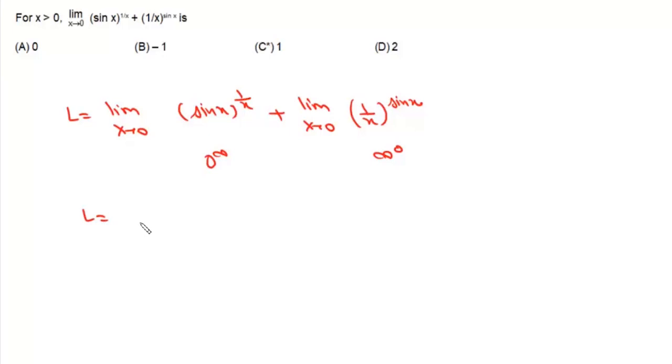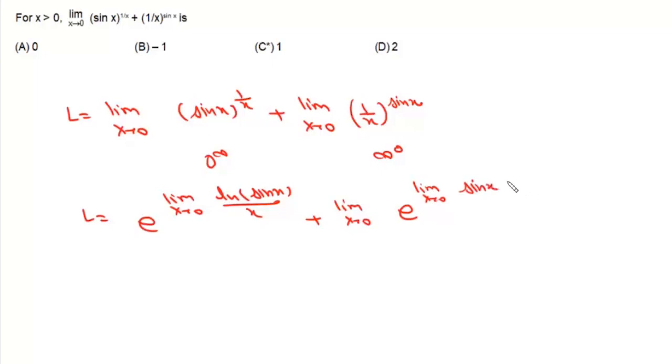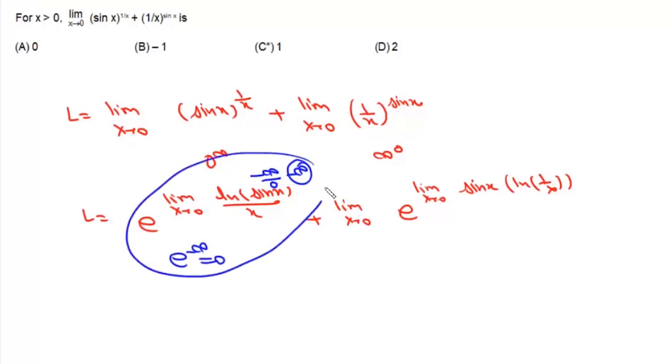So we'll actually write this as e to the power limit x tends to 0, log sin x upon x, plus this limit x tends to 0, e to the power limit x tends to 0, sin x into log 1 by x. Now first we'll check its form. So this is log 0 is minus infinite, and minus infinite upon 0 is actually minus infinite. So this is e to the power minus infinite, and e to the power minus infinite is 0. So the value of this first limit is 0.